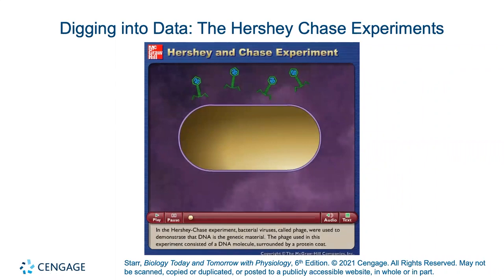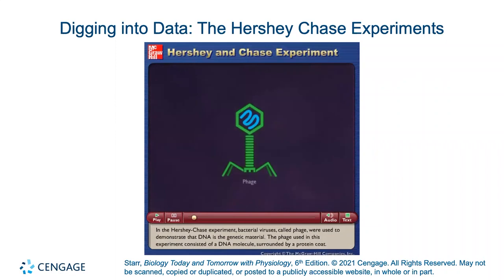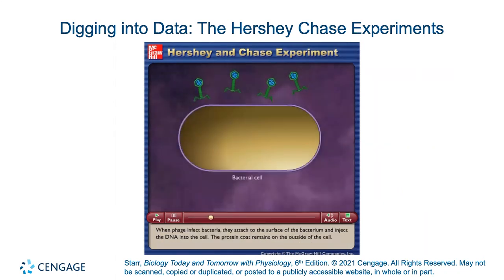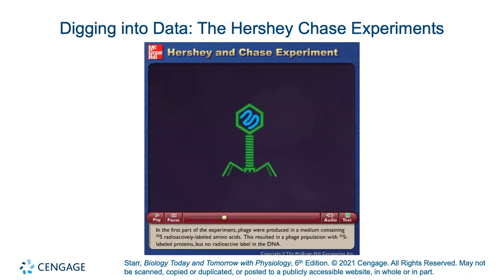In the Hershey-Chase experiment, bacterial viruses called phage were used to demonstrate that DNA is the genetic material. The phage used in this experiment consisted of a DNA molecule surrounded by a protein coat. When phage infect bacteria, they attach to the surface of the bacterium and inject the DNA into the cell. The protein coat remains on the outside of the cell. In the first part of the experiment, phage were produced in a medium containing S35 radioactively labeled amino acids. This resulted in a phage population with S35 labeled proteins, but no radioactive label in the DNA.